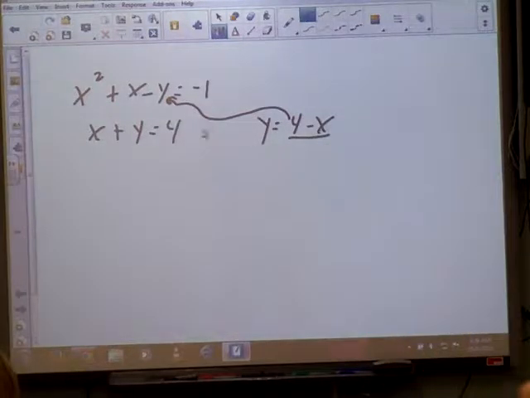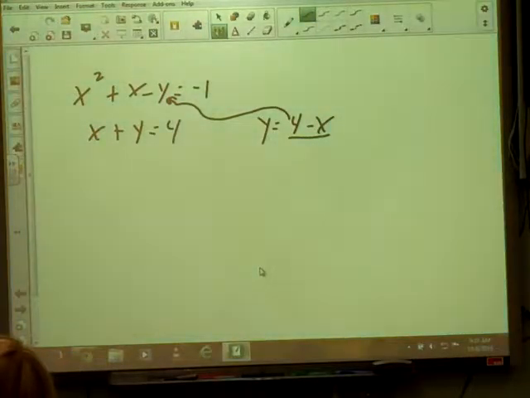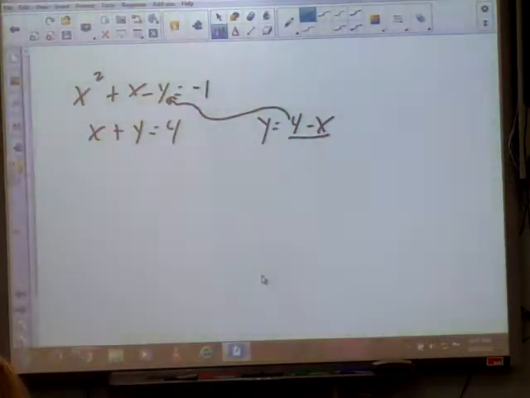Well, it would not be wrong either way, but if you did it the other way, you're going to have more work to do. I'm just trying to get you to look at that and see what's happening down the road. All right, so we're going to solve it for y. This is the same as y equals 4 minus x. We're going to take that and plug it in here for this y.